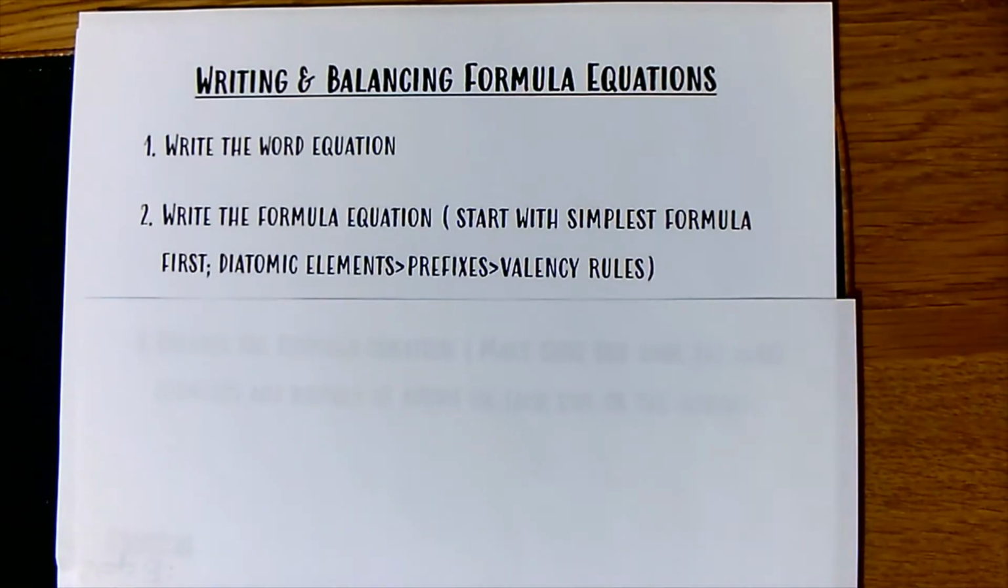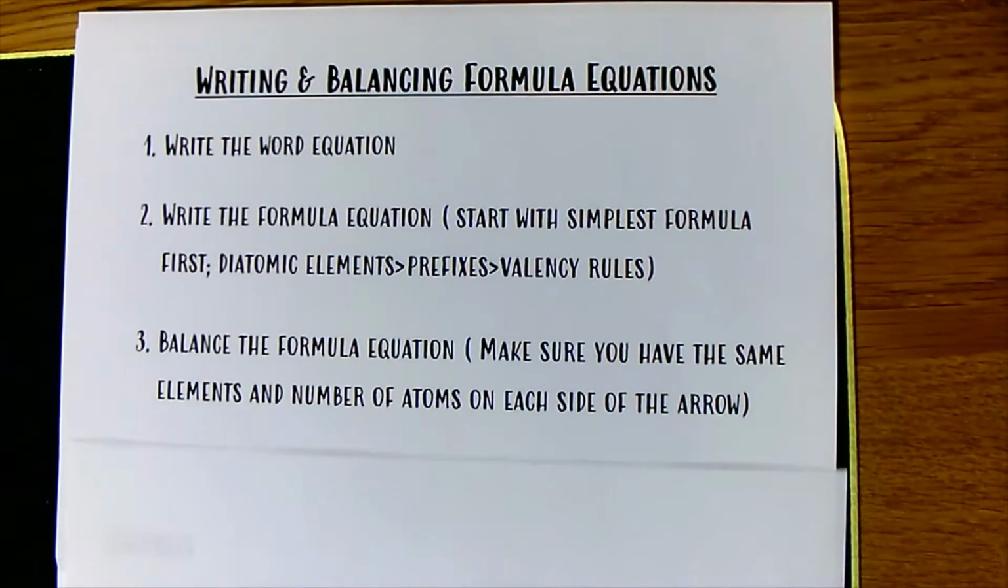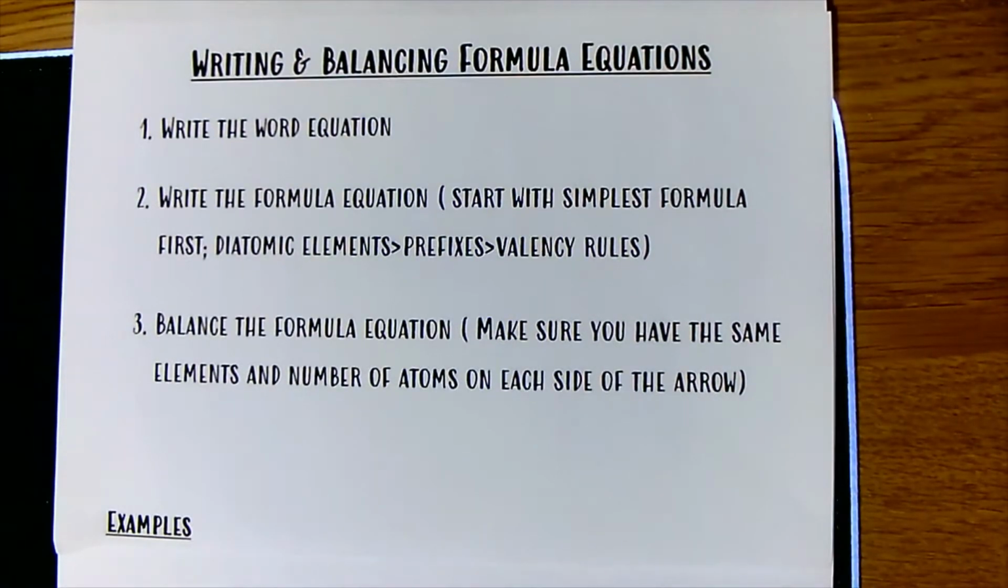The easiest way to do this is start with your simplest formula first. So the diatomic elements, then your prefixes, then your valency rules. At this step, I would also put in the state symbols if you're asked for them. And then step 3. This is where you start to balance the formula equation. So you want to make sure that you have the same elements and the same number of atoms on each side of the arrow. And there are a few ways that you can make this easier on yourself.